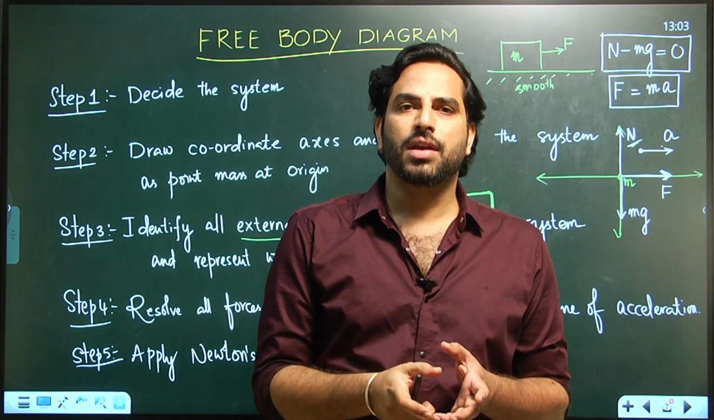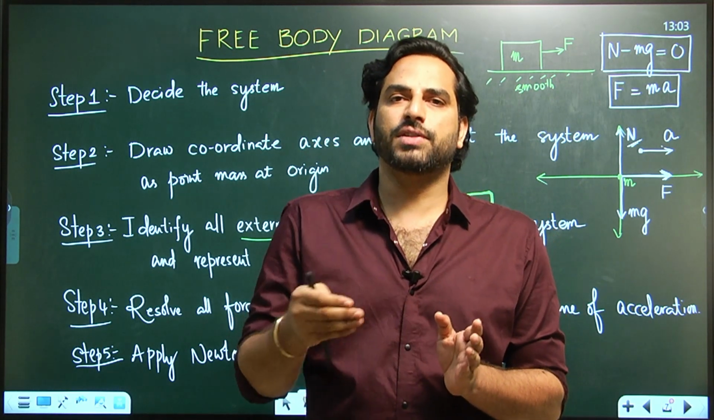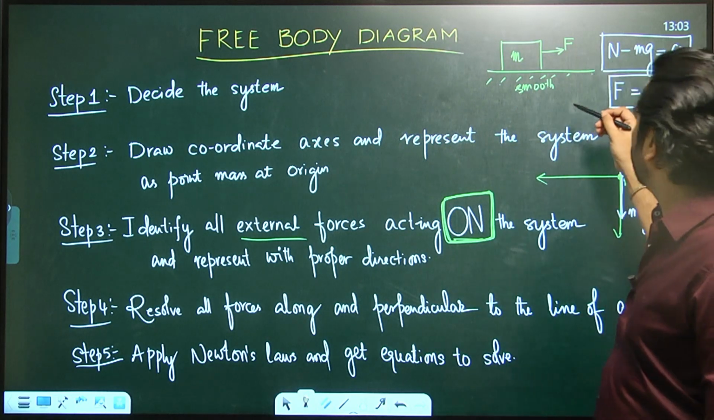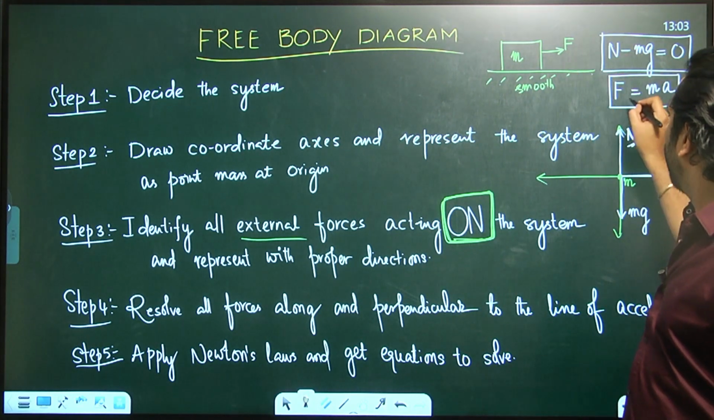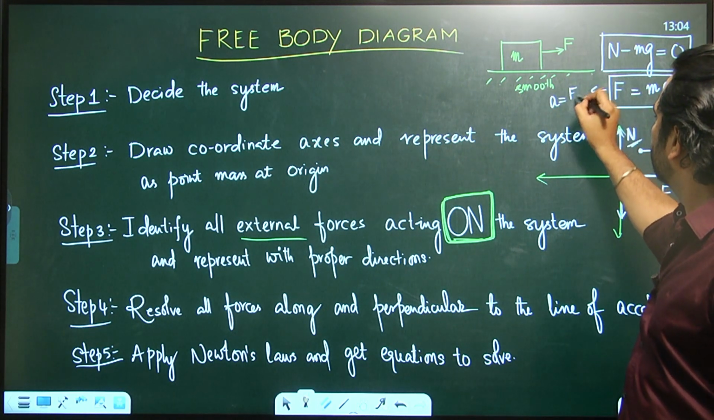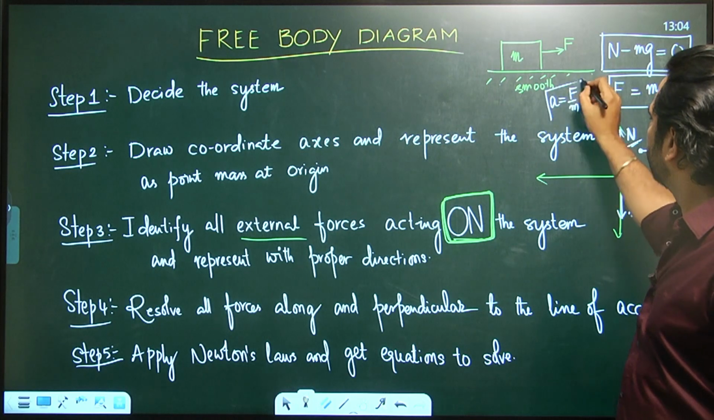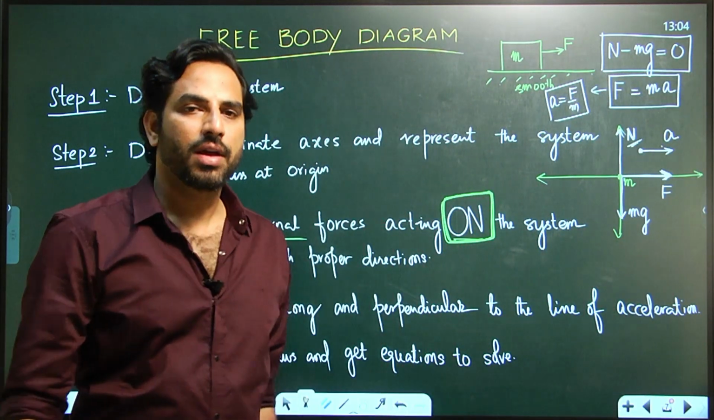Normal force is not equal to weight. Magnitude wise, normal force is equal to weight, and normal force is acting in the upward direction, and its magnitude is equal to the weight of the body. And similarly, from the second equation, I can calculate the acceleration, which is F by m, because F is equal to ma, a is equal to F by m. So this is the simple example.